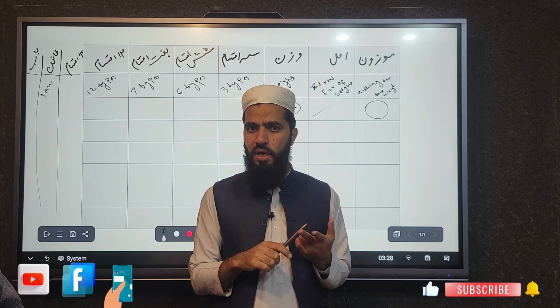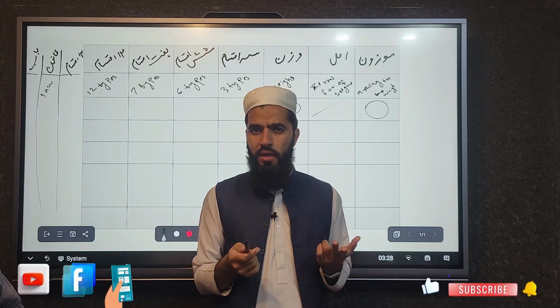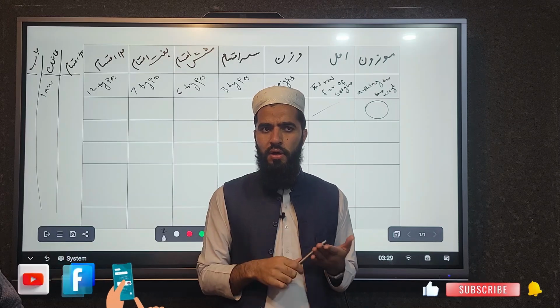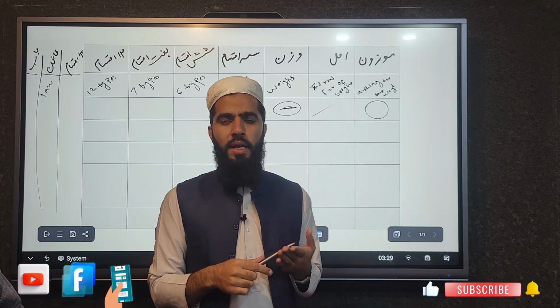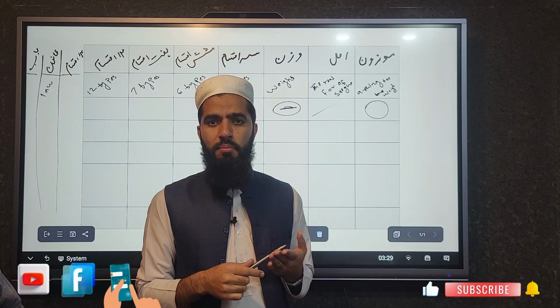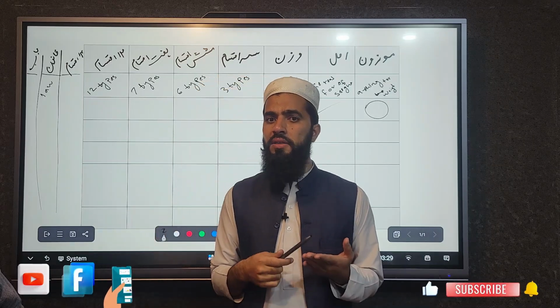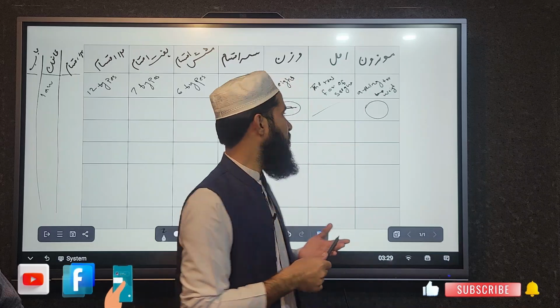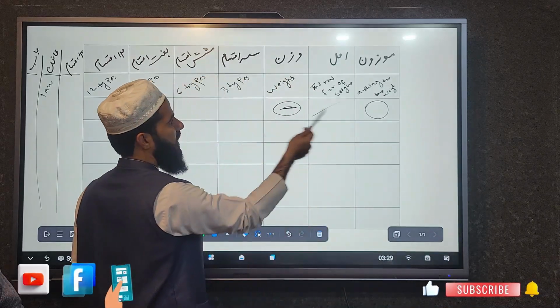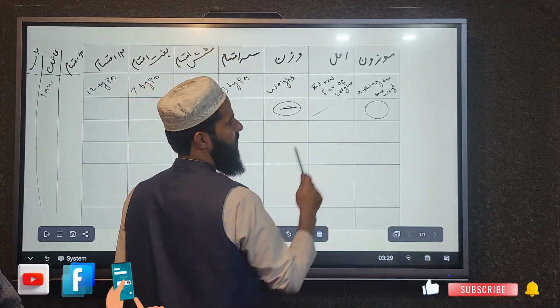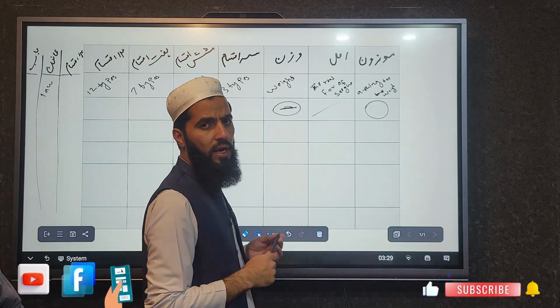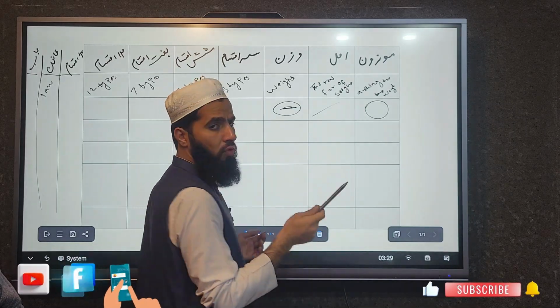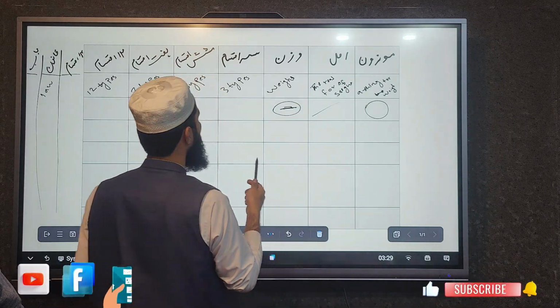Many sighas are harf, like ala, ba, wa, ta, wa, kaf, wa, lam. Ba is only a harf, but it is a sigha. So we can put here that it is harf, if it is harf ba or harf ala, or harf ruba, etc.